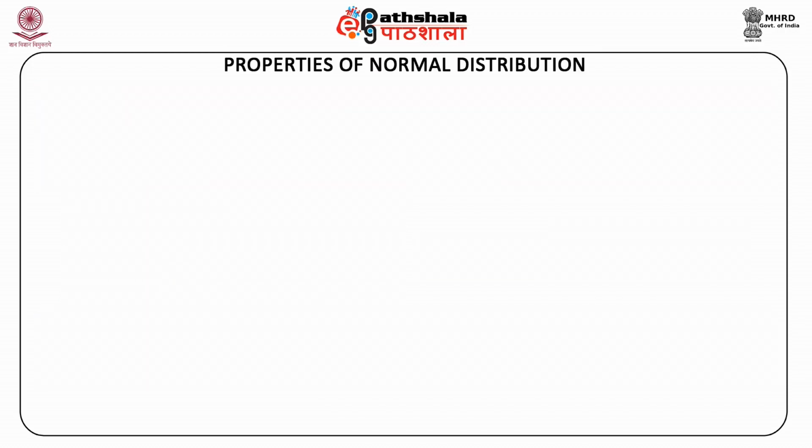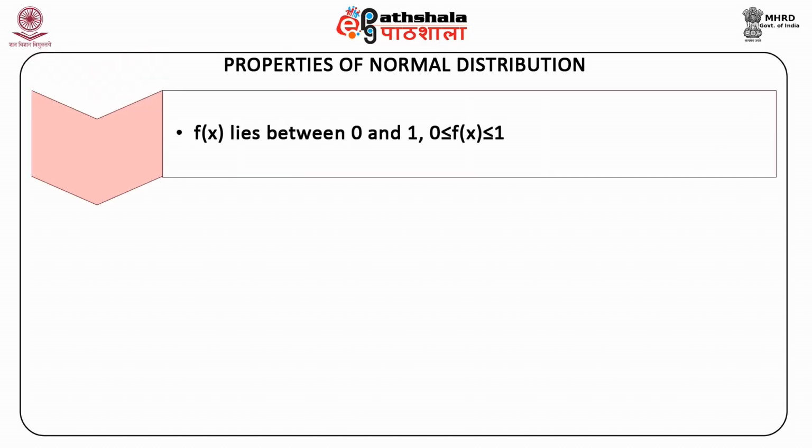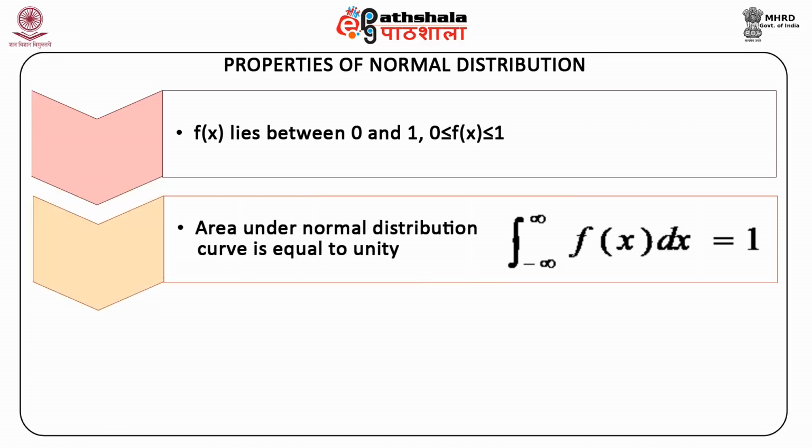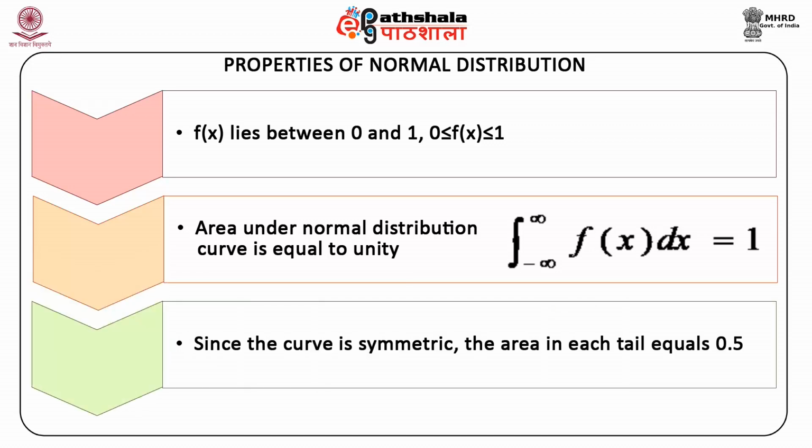Let us now look at the properties of normal distribution. First, f(x) lies between 0 and 1, that is 0 is less than or equal to f(x) is less than or equal to 1. Second, the integral from minus infinity to infinity of f(x) dx is equal to 1, that is, the total area under the normal distribution curve is equal to unity. Since the curve is symmetric, the area in each tail equals 0.5.